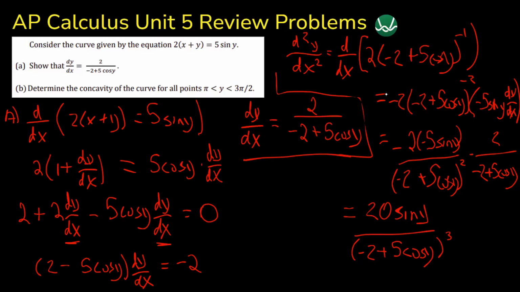This ratio will always be positive because the numerator is going to be negative and the denominator is going to be negative on the interval pi to 3 pi over 2. So the curve is concave up on this interval.